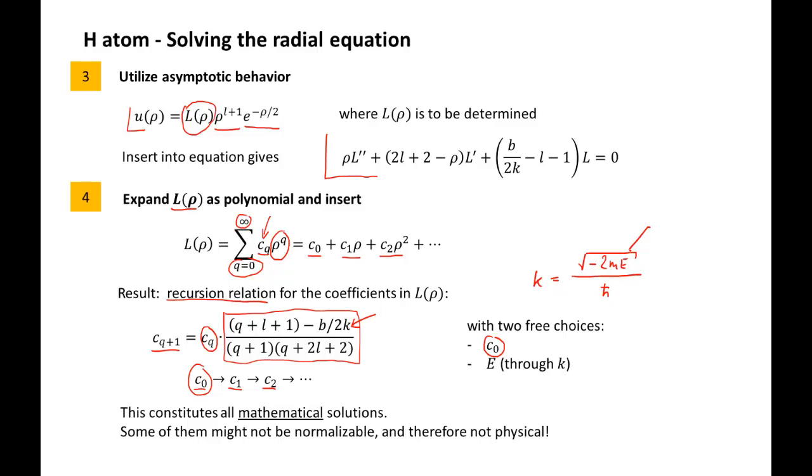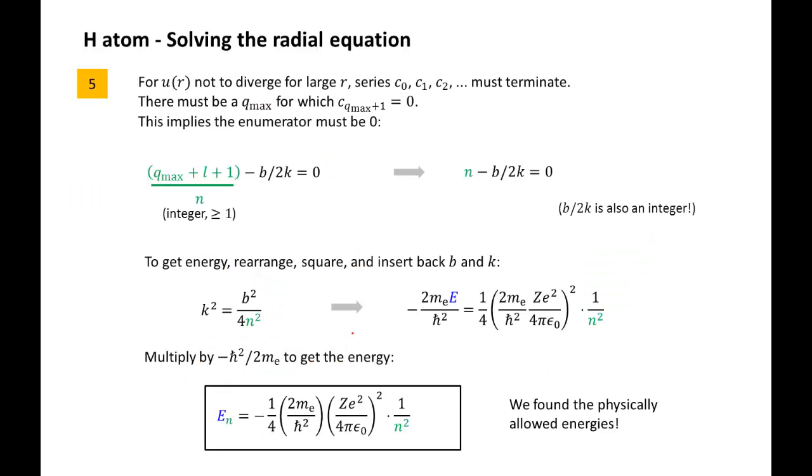The energy here is still unconstrained. We can pick it freely. So mathematically, E and C0 are free parameters. However, some of these choices might lead to functions that are not normalizable and not physical, and we have to discard them. So which of these solutions are not normalizable?